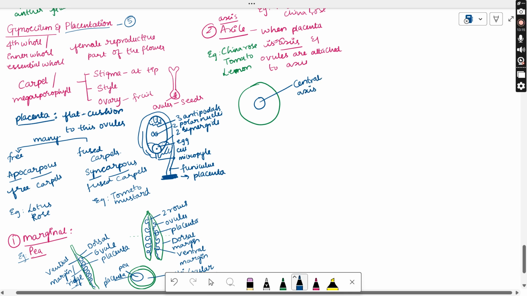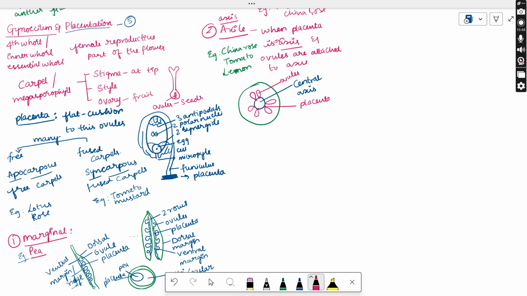So what we said, on this central axis only the placenta is present. Suppose let us say the placenta is present here on the central axis. Wherever the placenta is there, you can find the attachment of ovules, right? So these are ovules, and the base where the ovules are attached is the placenta, and the placenta is present on the central axis or the main axis. That's why we call this placentation axial placentation.